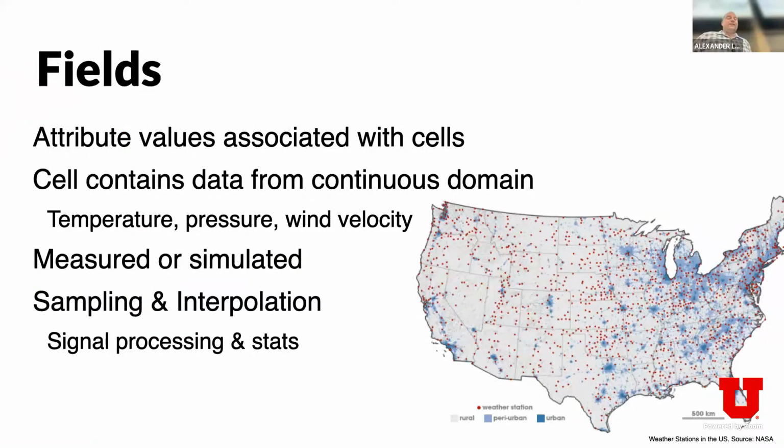Then the next data set types are fields. These are the attribute values associated with cells. The cells contain data from the continuous domain, such as wind speed, temperature, pressure, or anything like that. These attributes can either be measured, like in the case of temperature sensors that we have all over the country, but they can also be simulated, right? That doesn't matter. Either way is fine. And especially if it's measured, we have to worry about sampling and interpolation, right? And this is a big field in its own right: signal processing and statistics and so on.